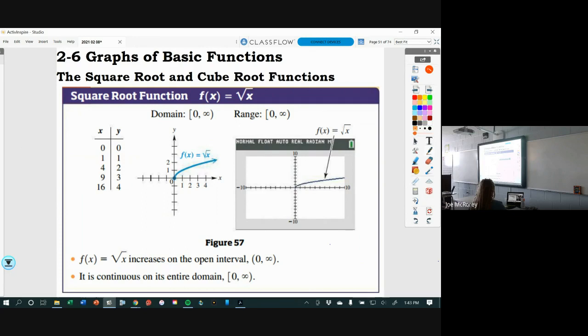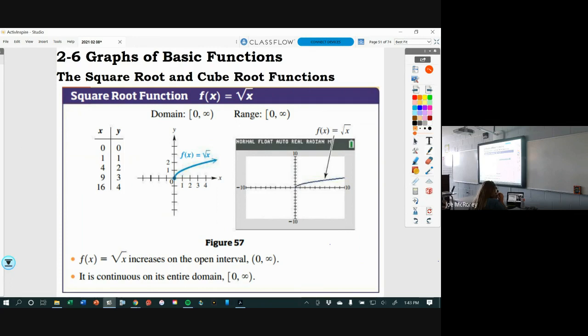That's why the domain is 0 and greater. Well, the smallest possible value for the domain is 0. And the square root of 0 is 0. And what happens as x gets bigger and bigger and bigger? What's the square root of an extremely large number? It's still going to be big, right? So it's going to get bigger and bigger and bigger. That's why the domain and the range of the square root function is 0 to infinity. It is continuous on the entire domain, but the domain is only from 0 to infinity.